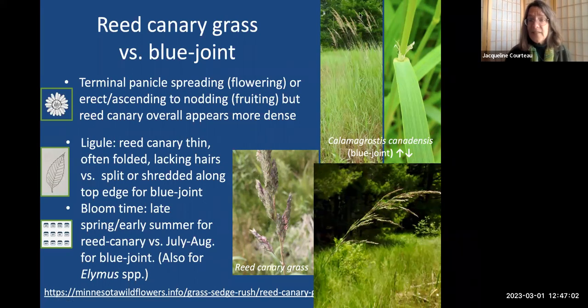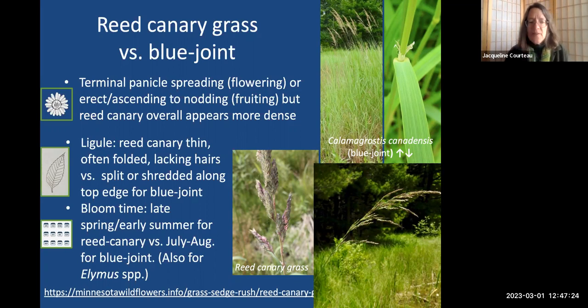Some really distinctive things are the ligule on the blue joint grass. So look at that ligule, and it really persists there. Whereas on reed canary, the ligule is thin and it lacks hairs and it's often kind of folded under.